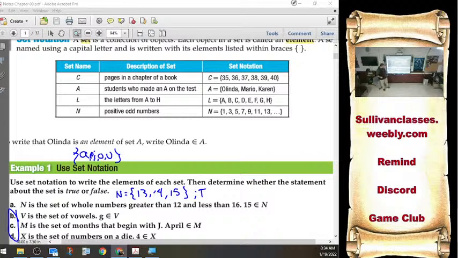And X is a set of all numbers. Ooh, I really hate that statement. X is a set of all numbers on a die. Okay, if you're a dork, you know why I hate that. They are referring to a normal D6. What happens when we have a D4? D4, D10, D20, D8. I mean, don't they all contain 4?